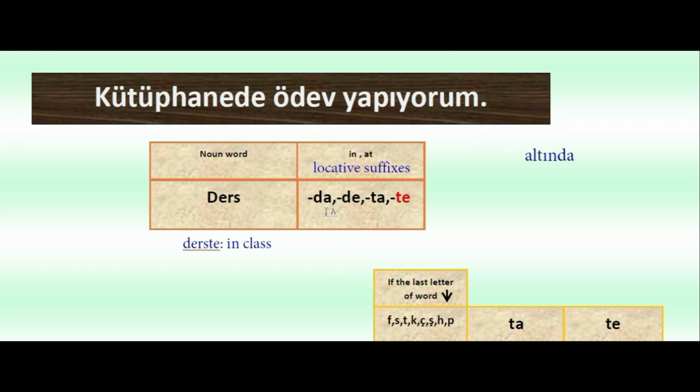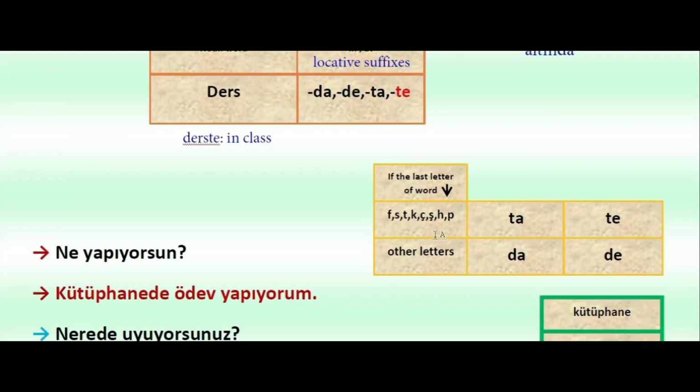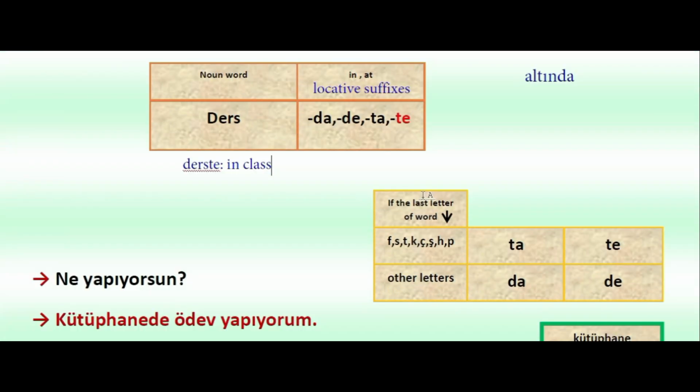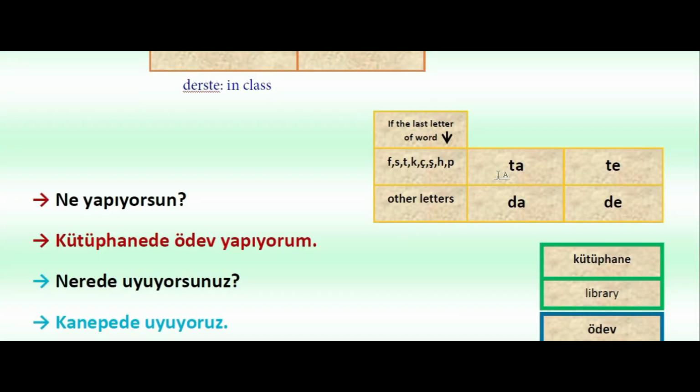Okay, so we'll be using one of them, da or de, or ta or te. Let's see here what to use. Also, da, de, ta, te will be giving the meaning of in or at, and in some cases it can be translated as on in English. So these are locative suffixes and those will mainly give the meaning of in or at.